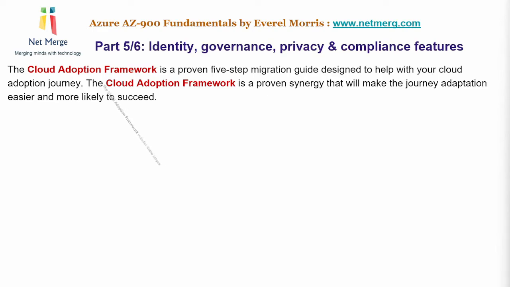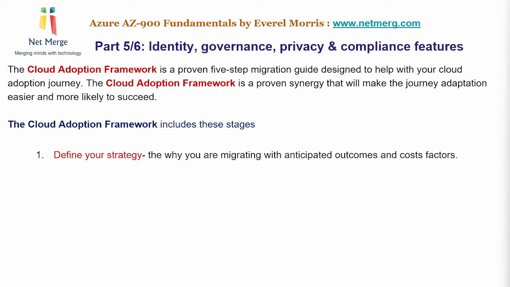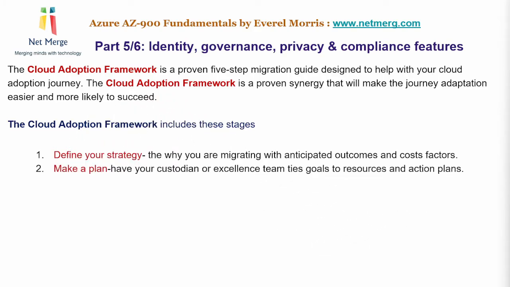So let's take a look at the different steps that you would follow in your cloud adoption journey. The first one is to define a strategy. Why are you migrating into the cloud? What is the anticipated outcome? What do you want to gain? You want to save costs, you want to cut costs, you want economies of scale, you want to see if it's true. So you want to define that strategy and make sure you understand your primary purpose for wanting to migrate into the cloud.